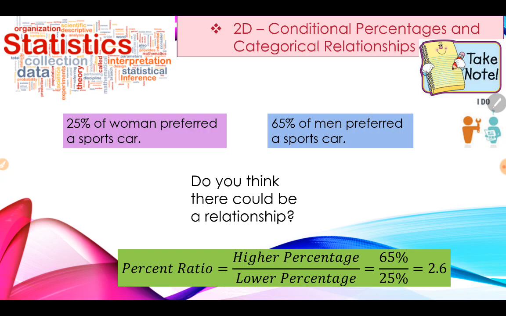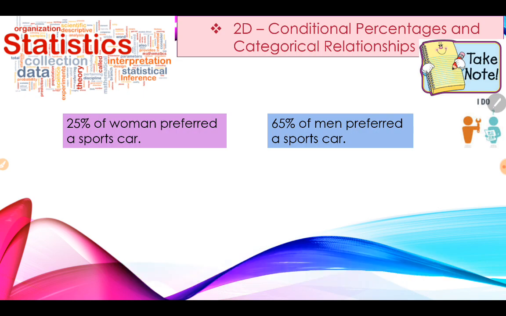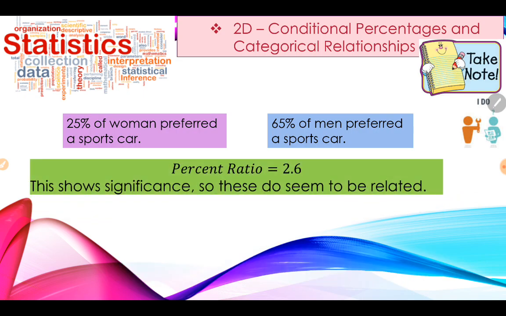Is it significant? So we take the higher percentage, which is 65, over the lower percentage, which is 25, and when we divide, we get 2.6. And if you remember that rule, if the percent ratio is 2 or greater, then that does show a significant difference. And if there is a significant difference, that means that these two variables, gender and car preference, do have a relationship. They do seem to be related because the percent ratio is greater than 2.